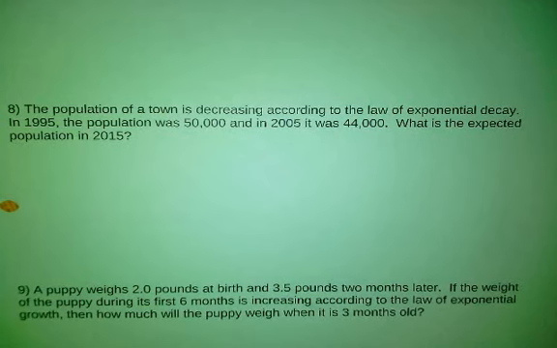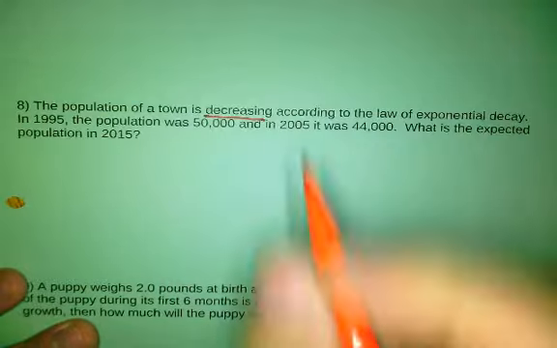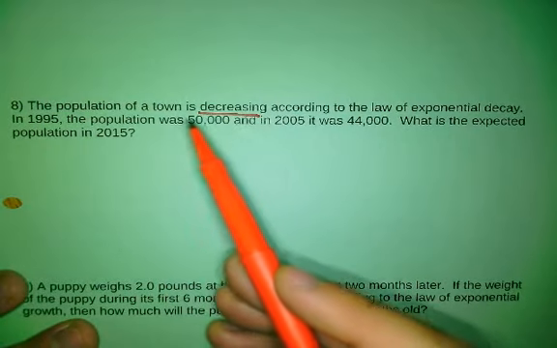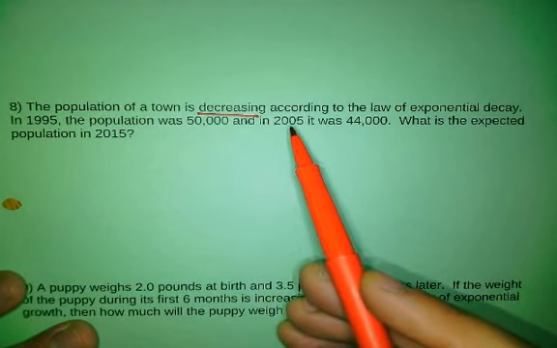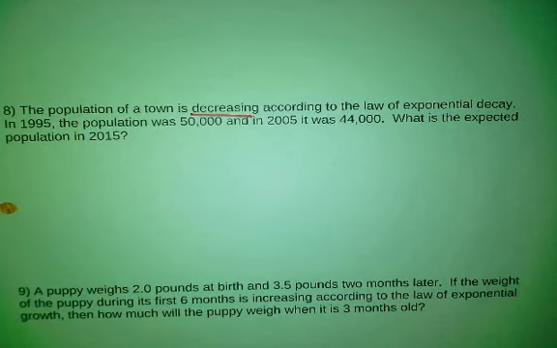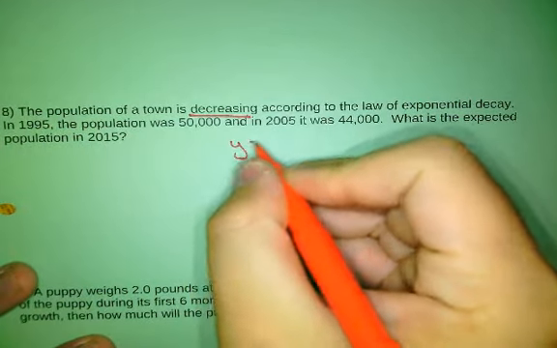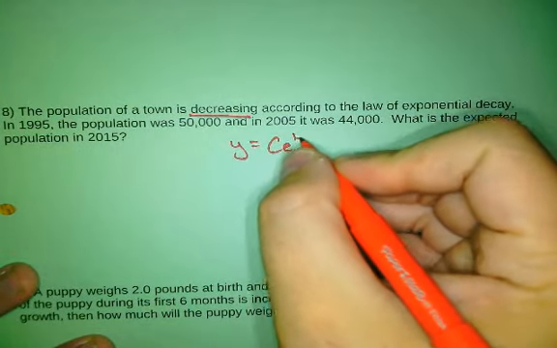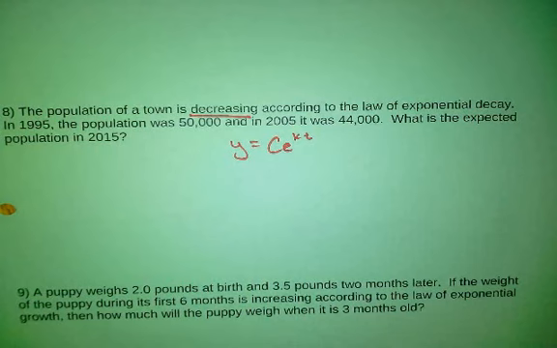Okay, so the population of a town was decreasing according to the law of exponential decay. In 1995, the population was 50,000. In 2005, it was 44,000. What's the expected population in 2015? So we get to manipulate this problem however we want. We do know it's going to be y equals C e to the kt. I'm going to use t for time.